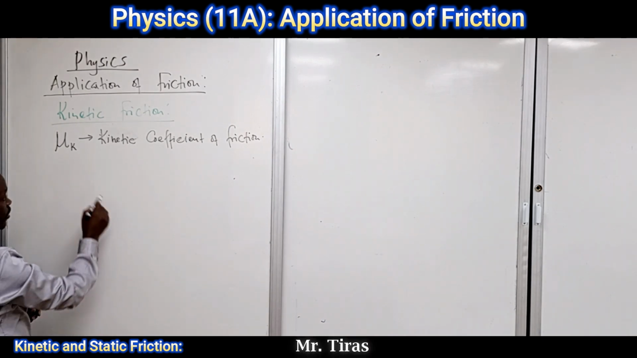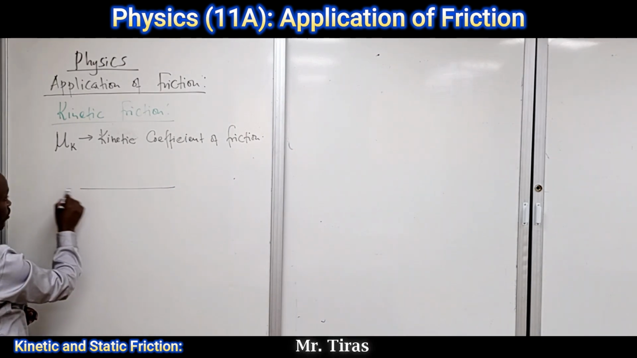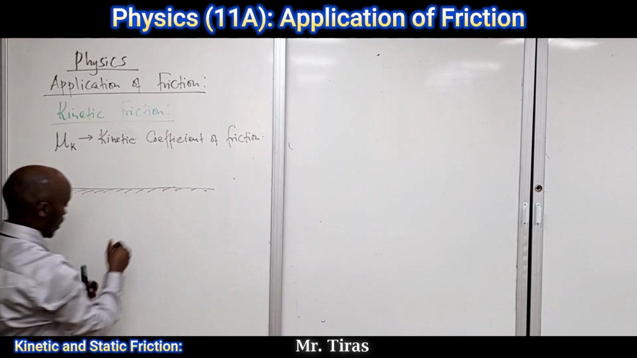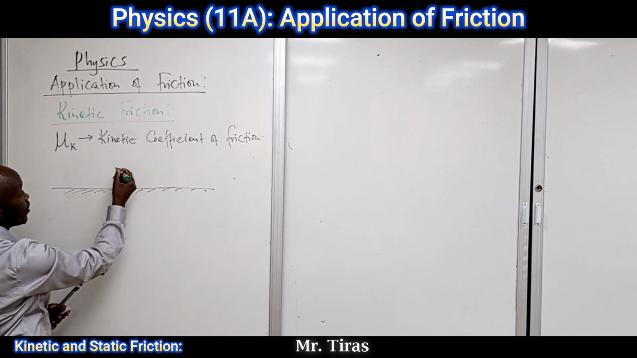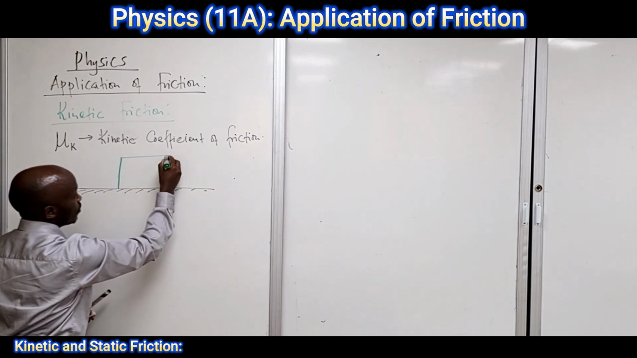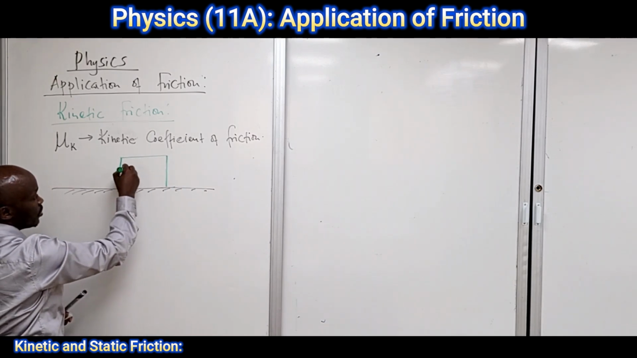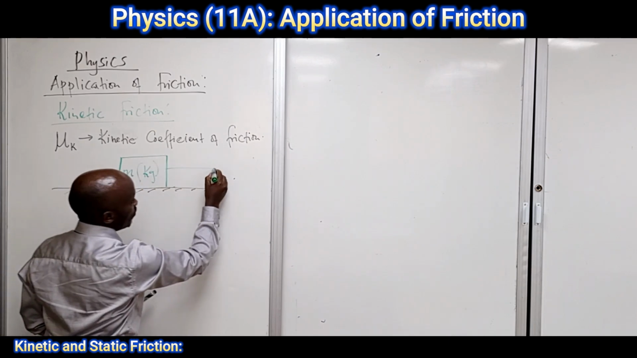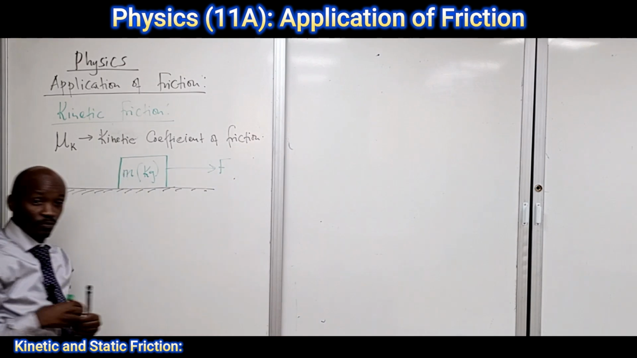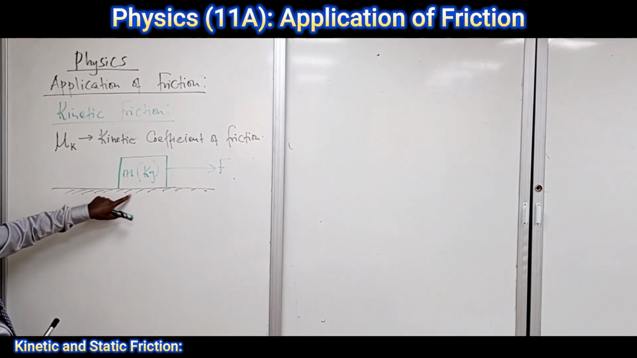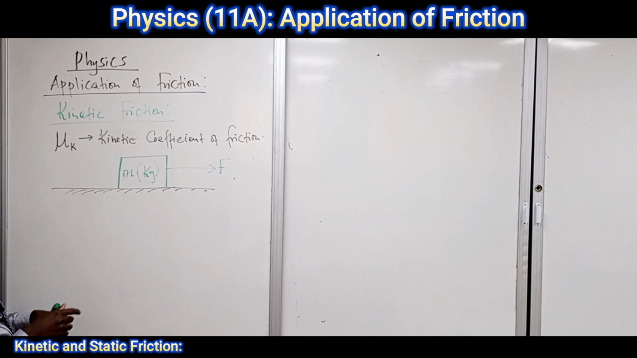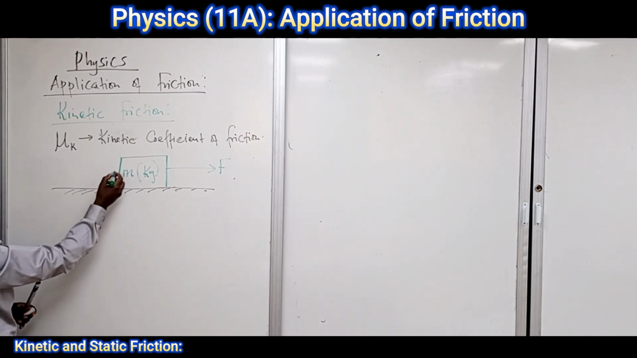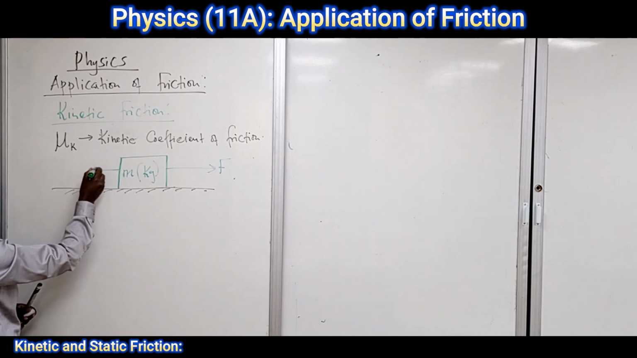For instance, let's say we have an object on a rough surface. This is a rough surface. And then we have a box on this surface. This is the box. And then this box is m kgs. And then there will be some force pulling it in this direction. Now, because it's a rough surface with the friction, the moment this force is in, immediately on the opposite direction, friction force sets in. So we have Ff.